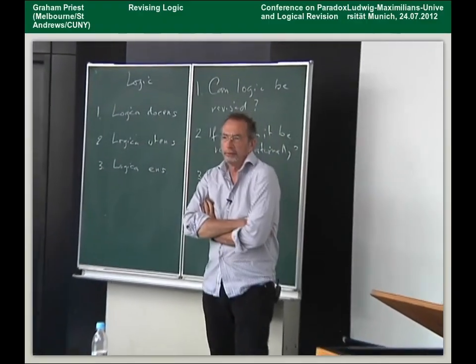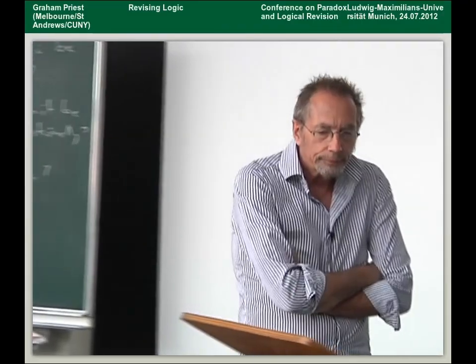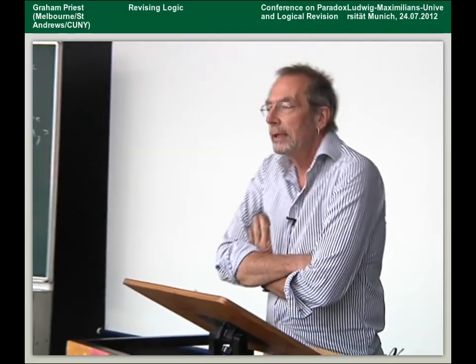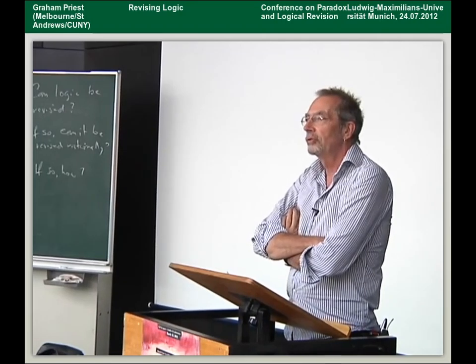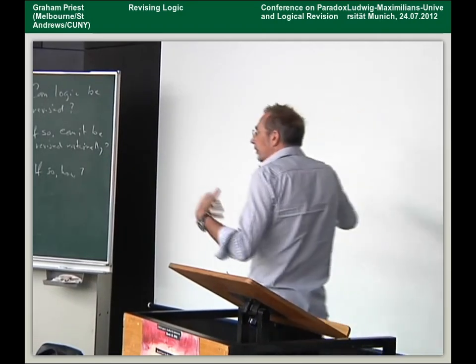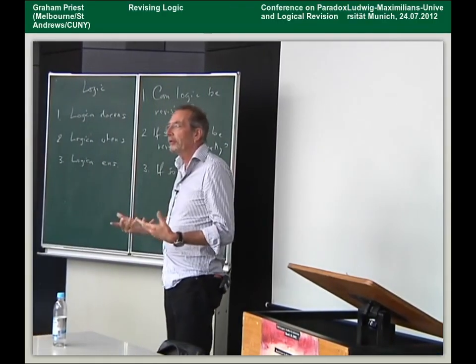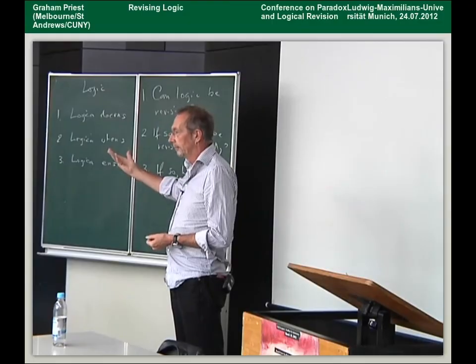Logic can be revised. Now, can it be revised rationally? Well, if you look at the history of logic, then it seems pretty clear that revisions weren't always rational. So there have been three great periods in the history of Western logic: ancient Greece, the medieval universities, and late 19th and later century.